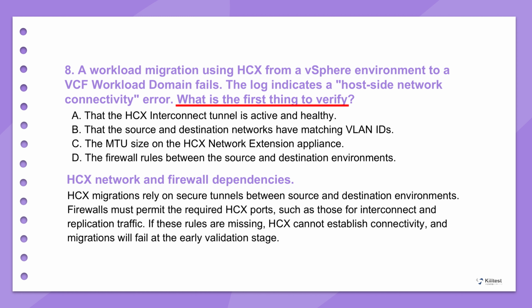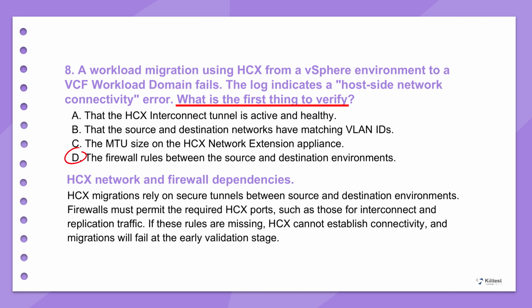HCX connectivity errors, when you're going between different environments, especially a legacy one and VCF. Yeah. The first thing, check the firewall rules. Seriously. The network firewall between the source and destination? Yep. Physical firewalls, could be NSX distributed firewall rules, maybe security groups in either environment. HCX needs a specific set of ports open to build its tunnels and manage the migration. For the interconnect appliances, network extension, etc.